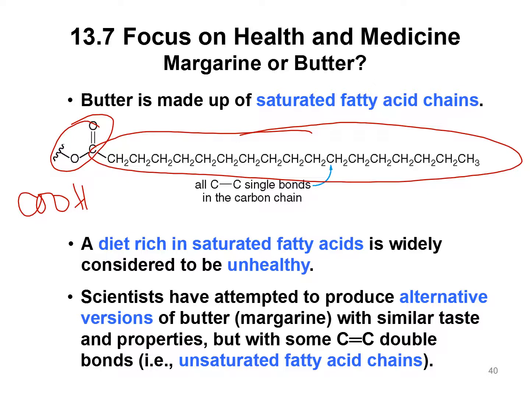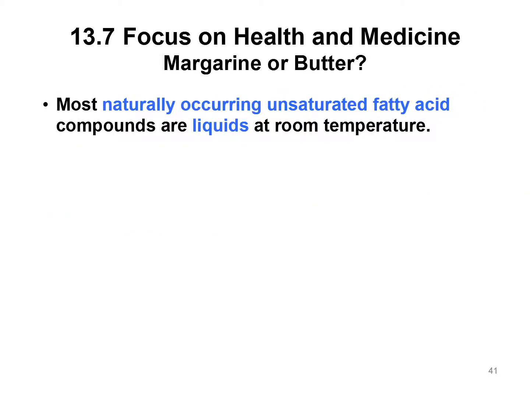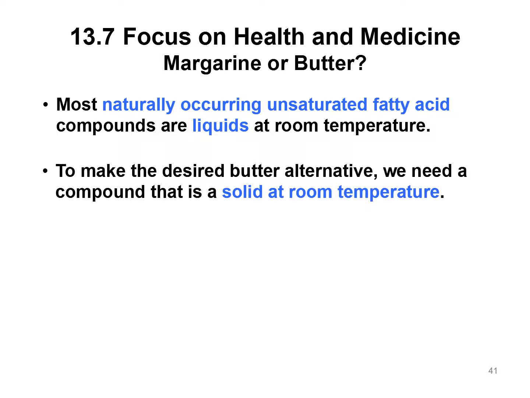Alternative versions of butter, such as margarine, do have some C double bond C atoms in them, which are unsaturated fatty acids. And in general, unsaturated fatty acids tend to be better for you than those molecules containing only saturated, single bonds. In general, again, double bond containing fatty acids or unsaturated fatty acids tend to be liquids at room temperature.